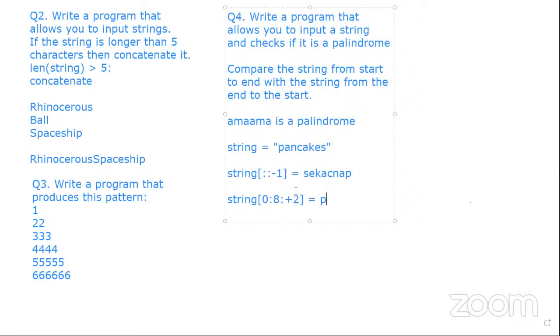So it's P, okay, but since it moves up by 2 each time, instead of taking A, it takes N, and then instead of taking C, it takes A. Instead of taking K, it takes E. Okay, so basically this third value in a substring is usually how much you're moving by. In this case, since you want the word from the end to the beginning, you're doing -1, because you're working backwards rather than working forwards. So this is a much simpler way to get a word, but in reverse.